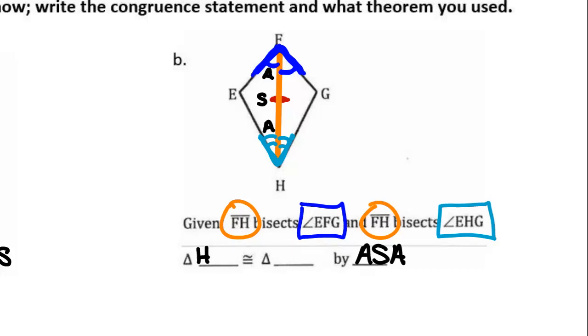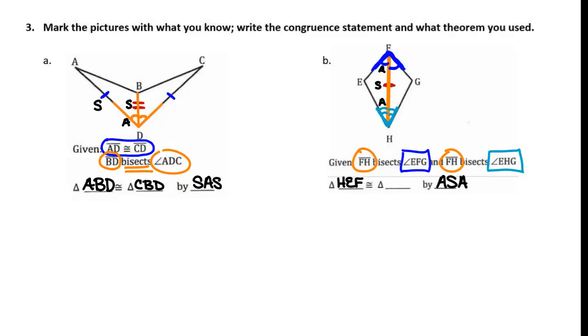H to what? Because I need a whole triangle, so I need 3 letters. HEF, I like it. HEF. That's this triangle over on the left. H in the left-hand triangle is congruent to what on the right-hand triangle?